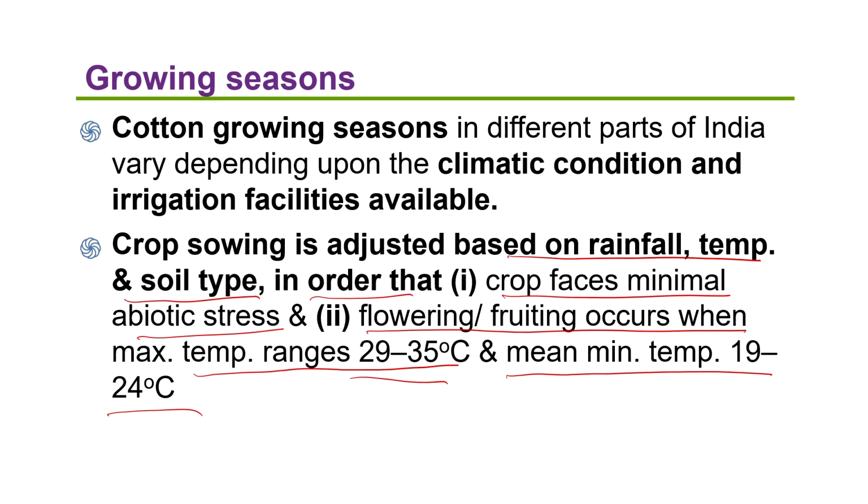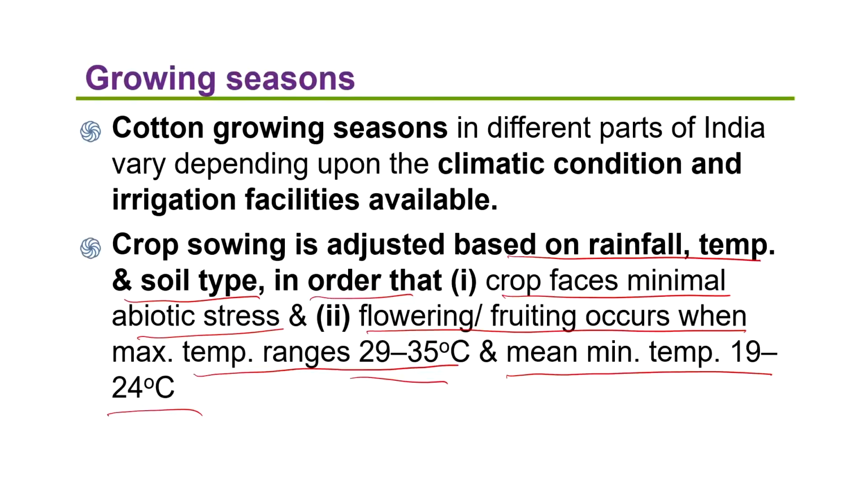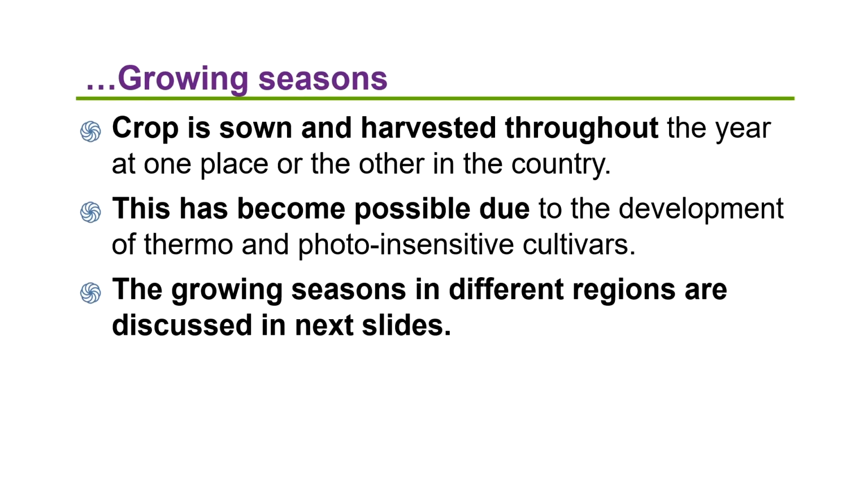So keeping all these kinds of factors in mind, we can grow the cotton crop in different seasons. Crop is sown and harvested throughout the year at one place or the other in the country. This has become possible due to the development of thermo and photo insensitive cultivars, meaning the varieties which are not influenced by the day length or by the temperature up to some extent.